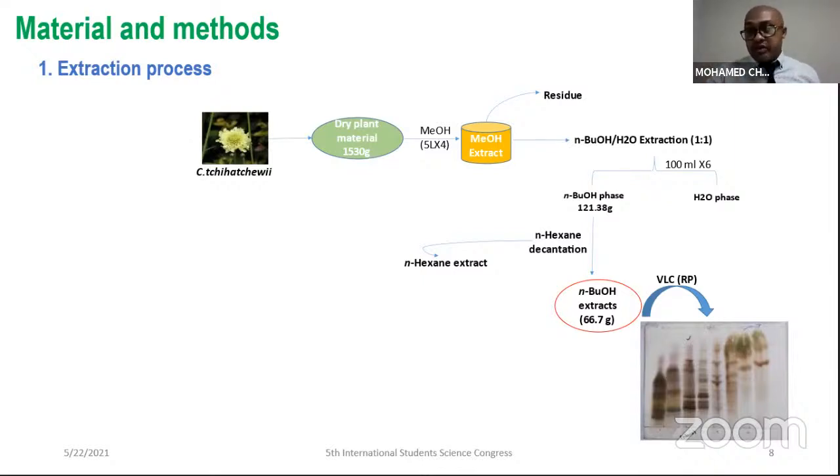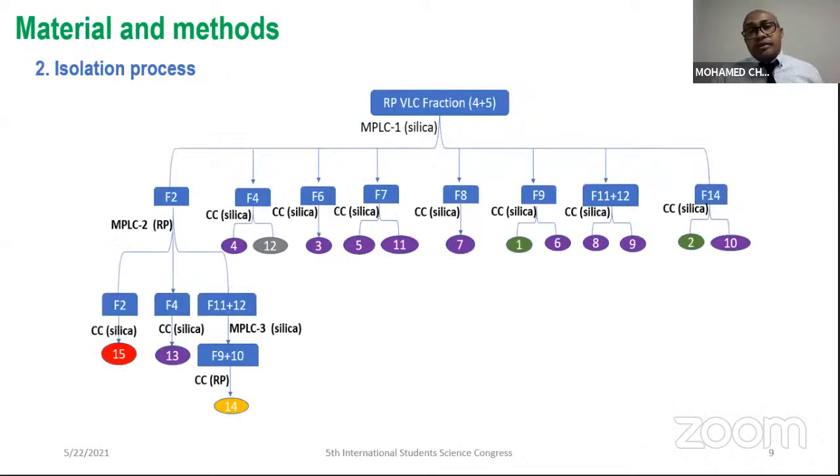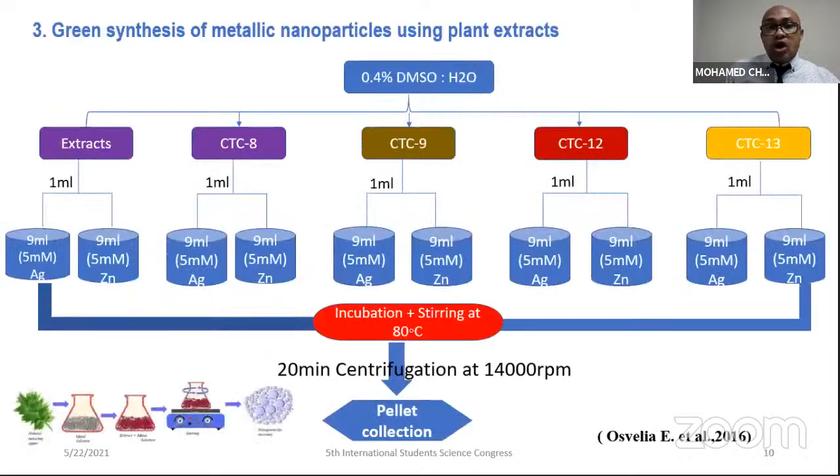From that, we got 8 fractions from the RP vacuum liquid chromatography. From this, we took the 4th and 5th fractions and did MPLC, the medium pressure liquid chromatography, with silica as the stationary phase, in which we got fraction 2, fraction 4, and fraction 6. From this, we isolated 15 pure compounds, of which I didn't use all, but selected 4 of them.